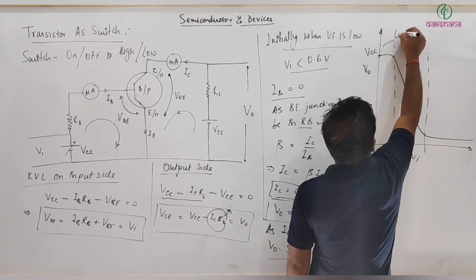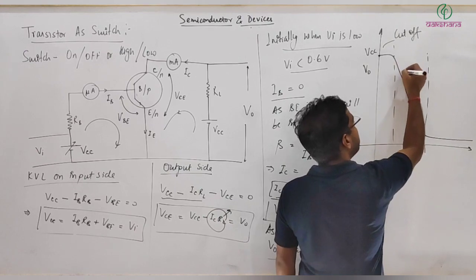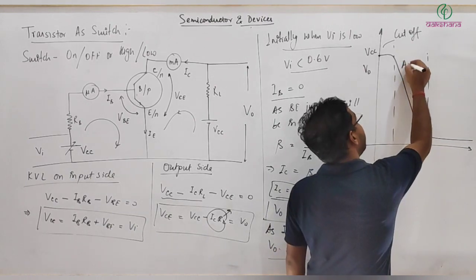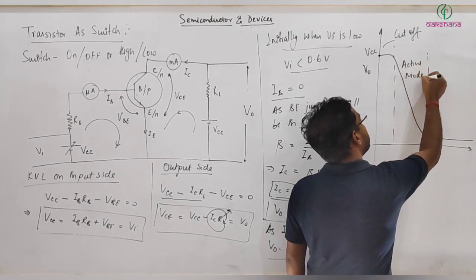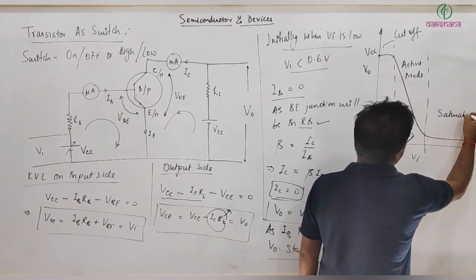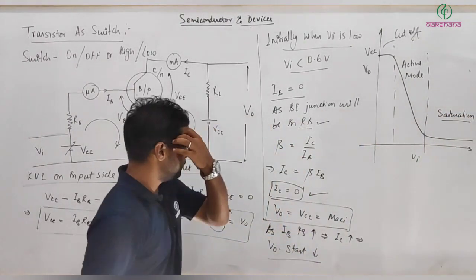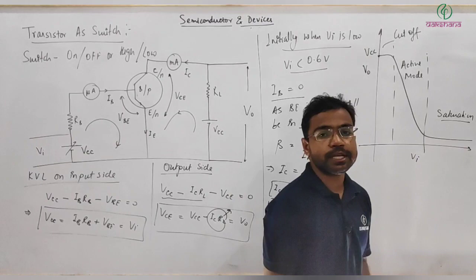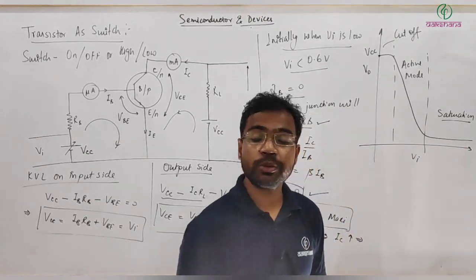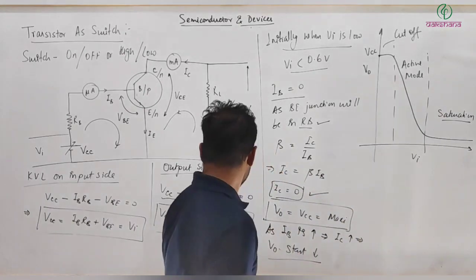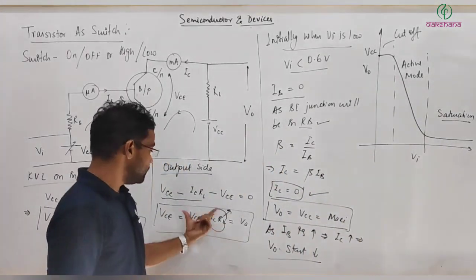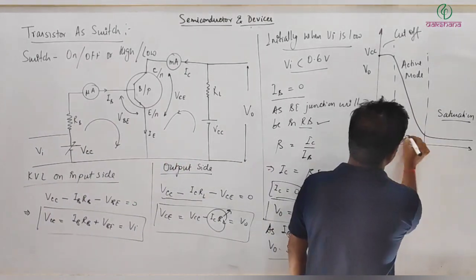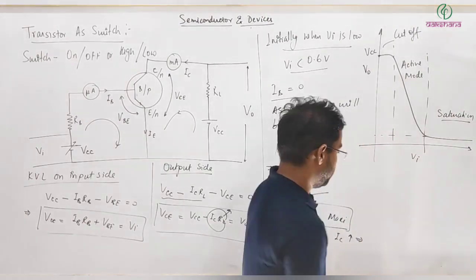This is the cutoff region, where the transistor is in cutoff mode. This is active mode. This is saturation. In saturation, you can see the output current actually does not vary, or you can say the output current becomes almost constant. So the output voltage will be very low, almost zero. This is the output voltage, a very low output voltage.